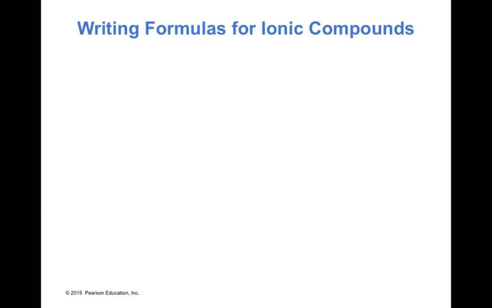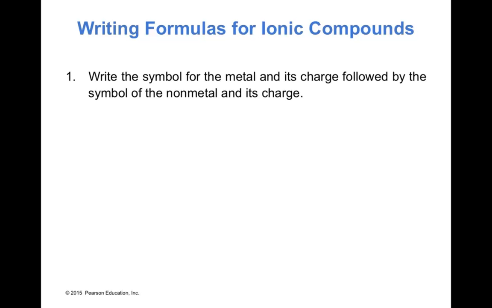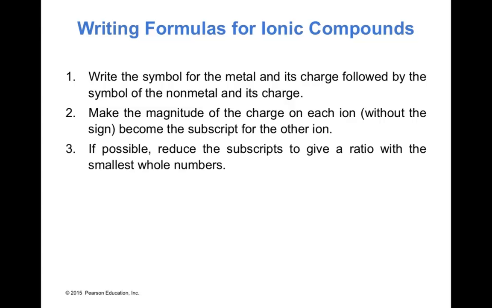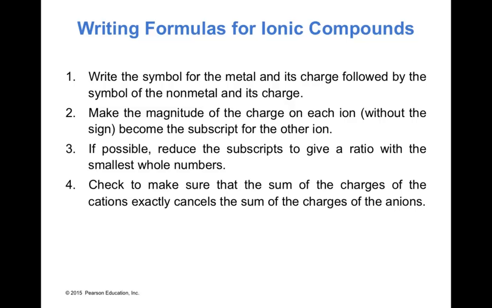So, here are some rules that you can follow to write these ionic compound formulas. Number 1, write the symbol for the metal and its charge followed by the symbol of the nonmetal and its charge. Number 2, make the magnitude of the charge on each ion, without the sign, become the subscript for the other ion. Number 3, if possible, reduce the subscripts to give a ratio with the smallest whole numbers. And check to make sure that the sum of the charges of the cations exactly cancels the sum of the charges of the anions.